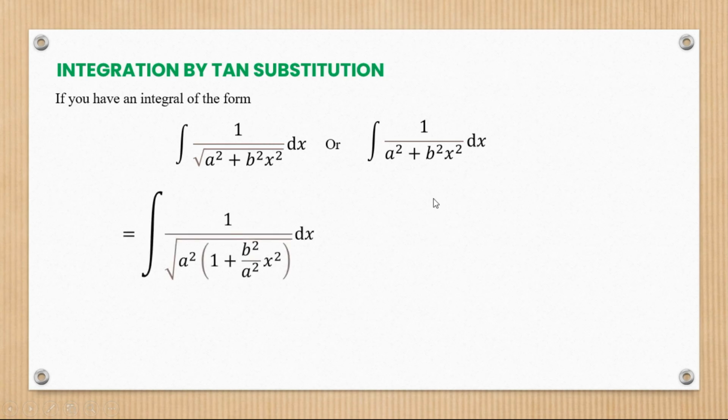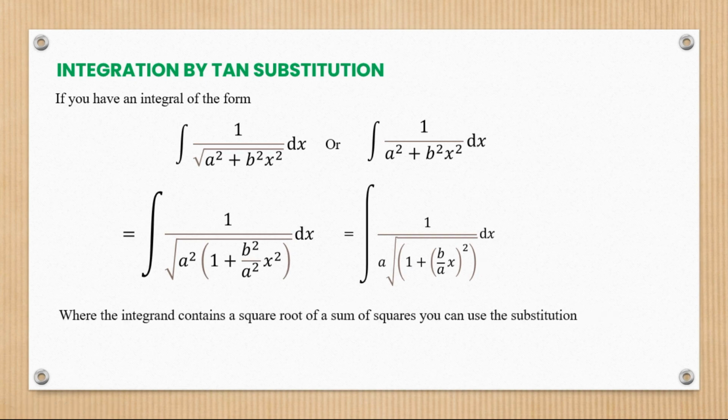Now if you have this, you can factorize out a squared from this, and we'll be left with 1 over 1 plus b squared over a squared x squared. And then the root of a squared is equal to a, so you can pull that out of the root. So where the integrand contains a square root of a sum of squares, you can use the substitution b over a x is equal to tan theta.